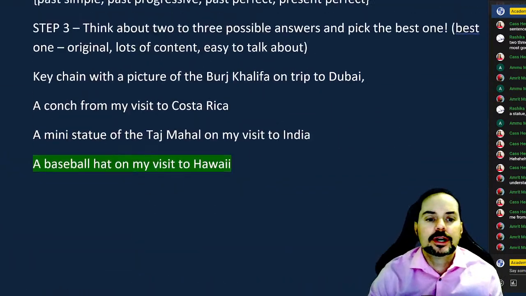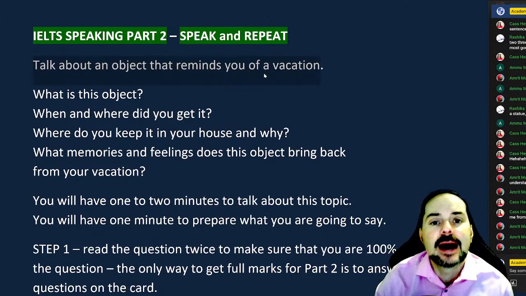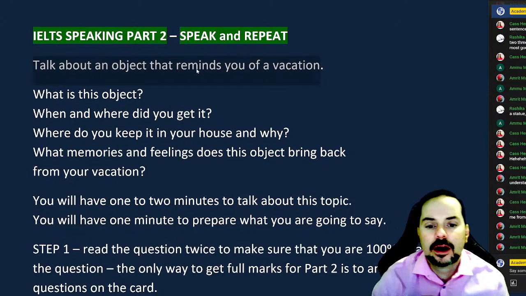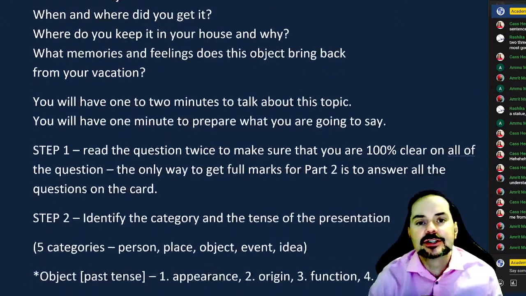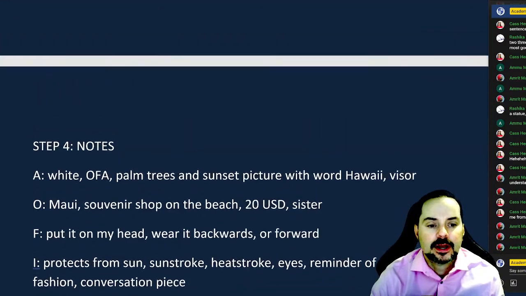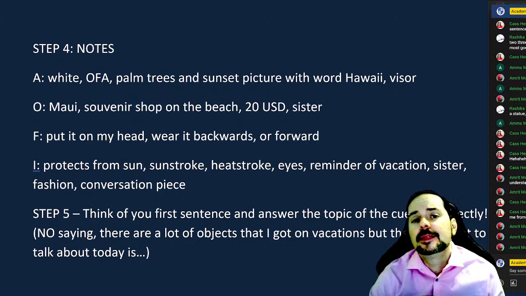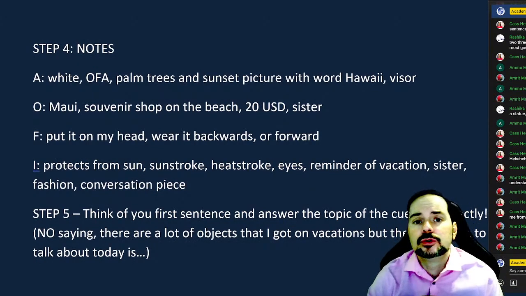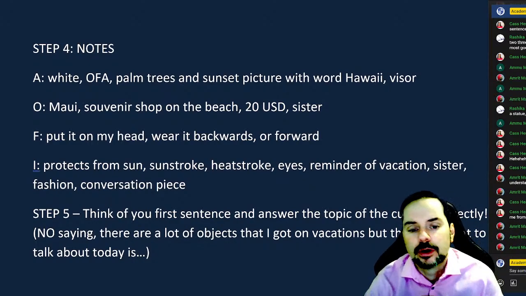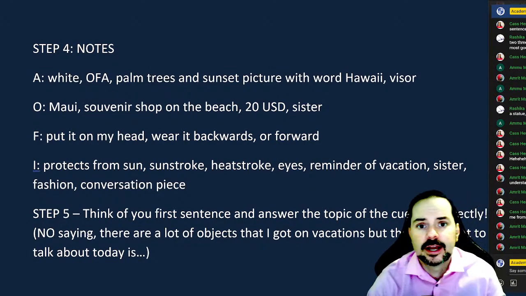So look at the topic question. So talk about an object that reminds you of a vacation, and then answer that very clearly, okay? And if you can, paraphrase it. When you paraphrase that first sentence, that's a really great way to start your response to get a high band score. So talk about an object that reminds you of a vacation, okay?